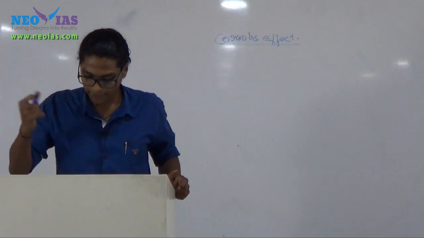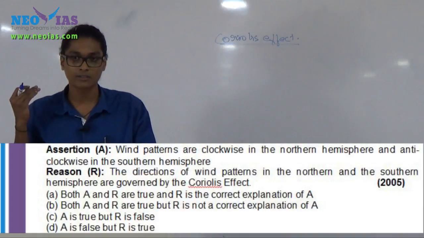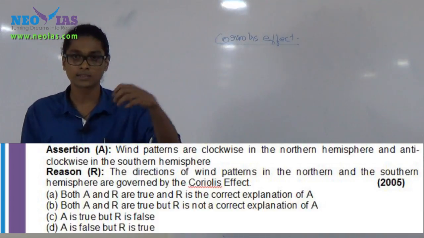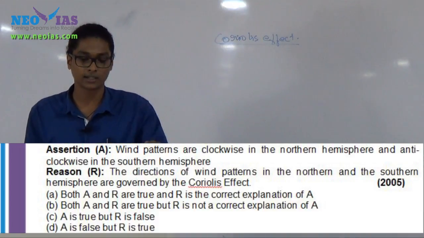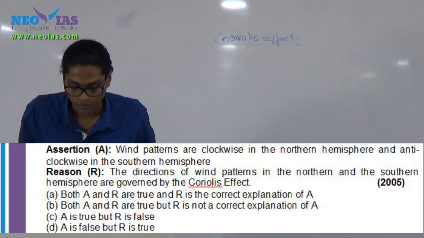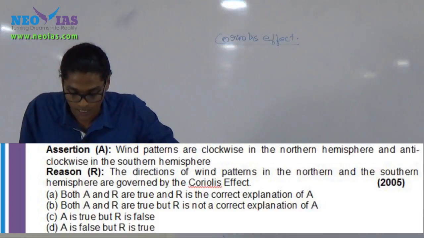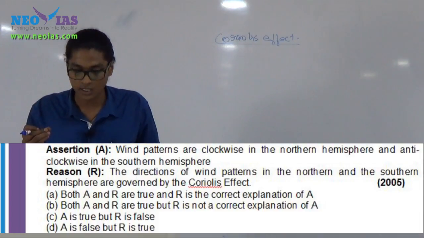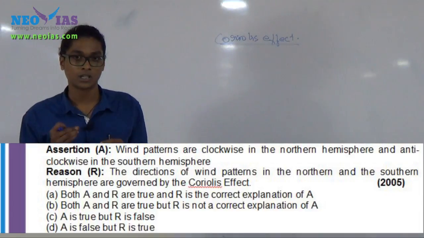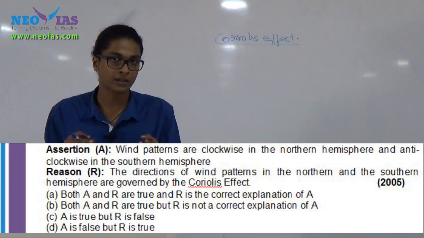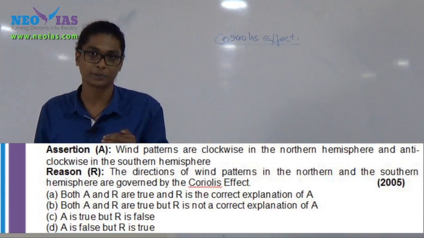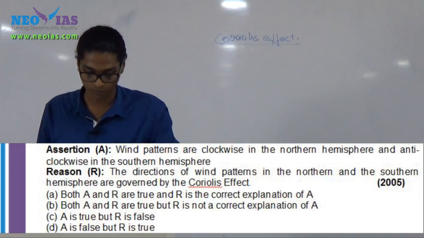Now see the next question, a 2005 question, an assertion-reason type question. UPSC generally doesn't ask questions of this pattern recently; this is an old pattern. Again, that topic is important for us, right? Let's go through the assertion statement. Wind patterns are clockwise in the northern hemisphere and anti-clockwise in the southern hemisphere. Is it true or false? Wind patterns are generally anti-clockwise in the northern hemisphere and clockwise in the southern hemisphere. So the first statement is wrong.